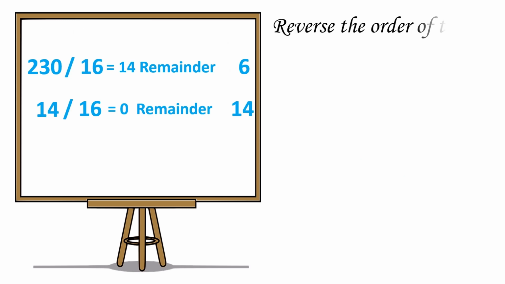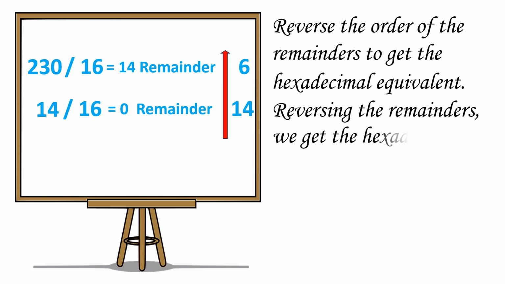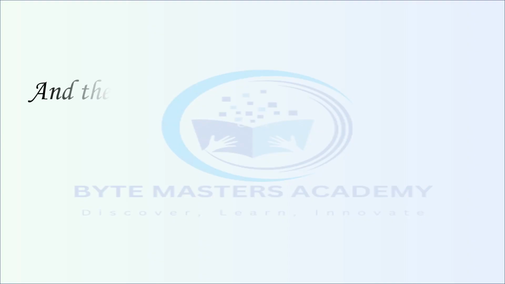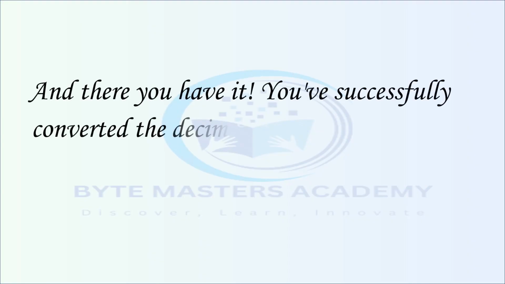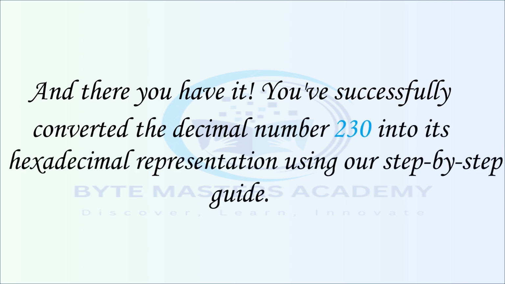Reverse the order of the remainders to get the hexadecimal equivalent. Reversing the remainders, we get the hexadecimal equivalent of 230 as E6. And there you have it. You've successfully converted the decimal number 230 into its hexadecimal representation using our step-by-step guide. Answer is E6 in base 16.